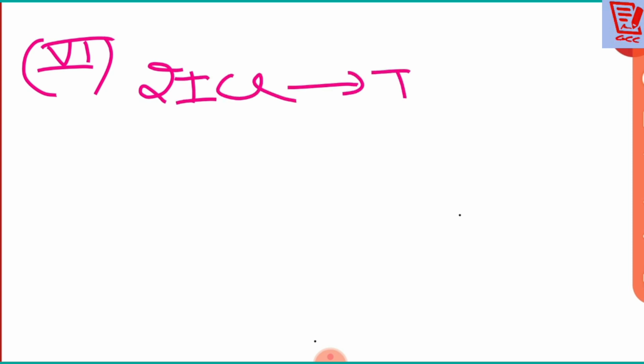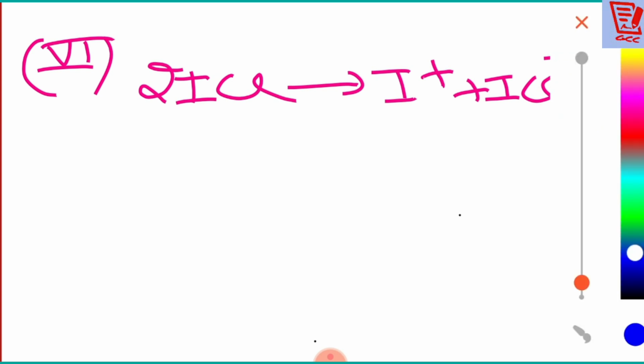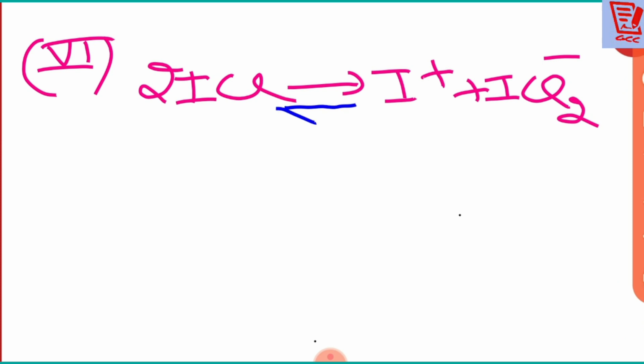In the number 6 property, interhalogen compounds are partially ionized in solution or in the liquid state. Suppose I write 2ICl, and they form I+ plus ICl2-. If I use a single arrow, it means they form ions very easily. But here I am using a double arrow. What is the meaning of the double arrow? Double arrow means they ionize with great difficulty.